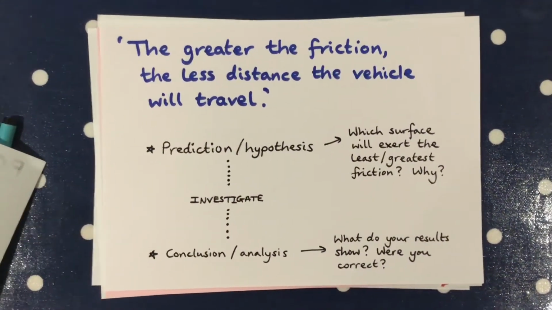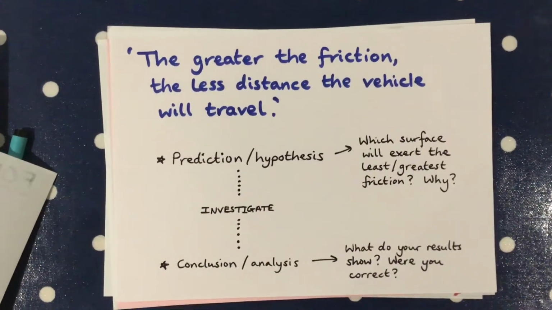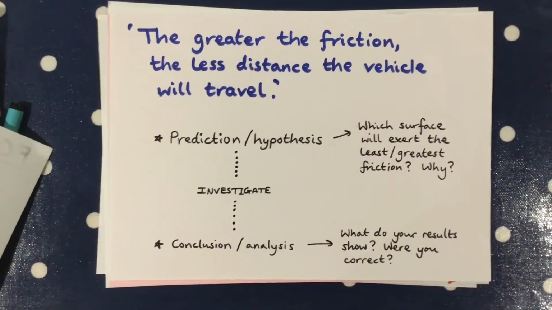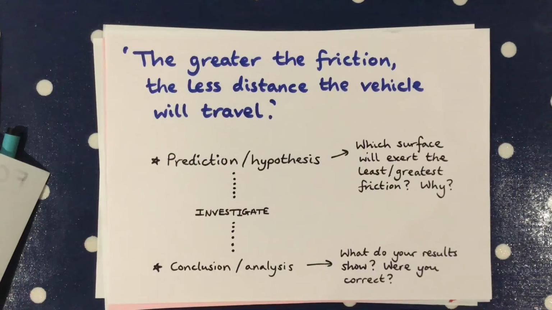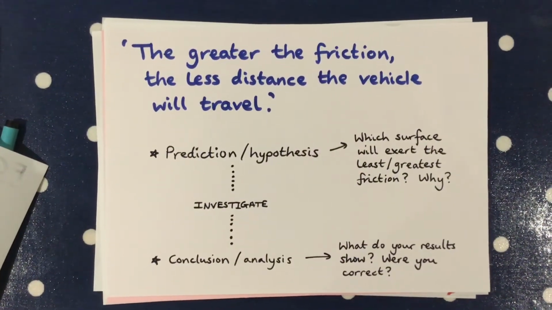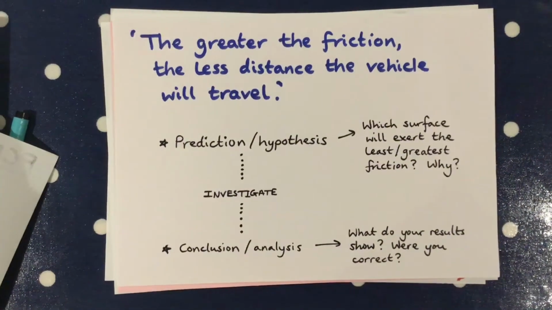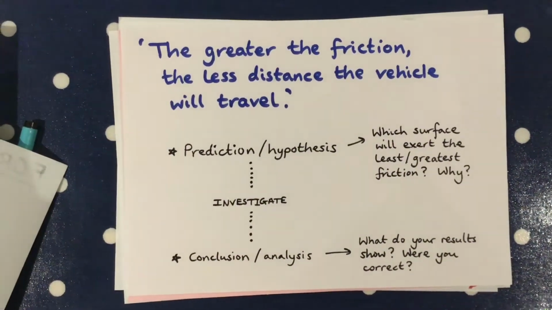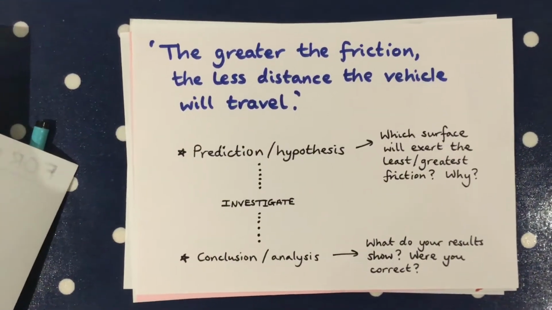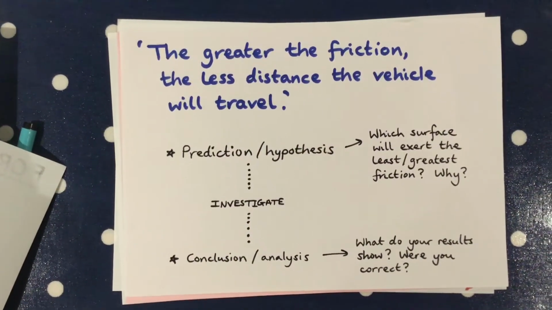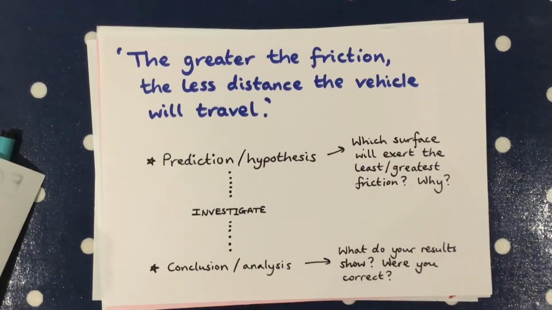As I said, this is something you can do at home. But before we begin, we need to make a statement. We need to make a prediction or a hypothesis. Now, I've said here, the greater the friction, the less distance the vehicle will travel. Now I need to be able to explain this. I need to be able to say why I believe this will happen. Well, I know that friction can work as an opposing force, and if the vehicle is moving, then friction will move against the vehicle. It will slow the vehicle down. So the greater the friction, the less distance then the vehicle will be able to travel.